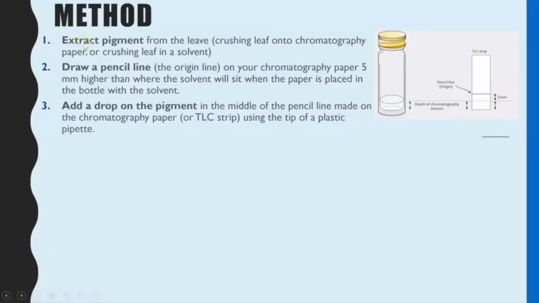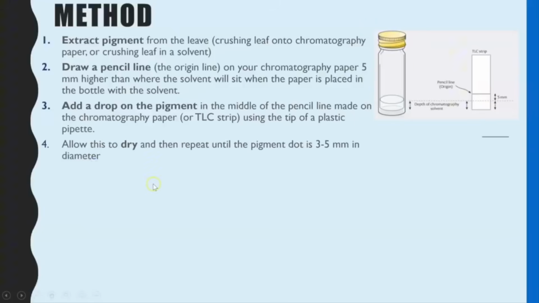Then we can start adding our extracted pigment to the very, very middle of your origin line. And that might be directly, where you are crushing the leaf with a glass rod onto the origin line, or if you did make this pigment suspension, then you might be using the tip of a plastic pipette, for example, to take small volumes over to your paper, placing it gently on top so you get a very small droplet.